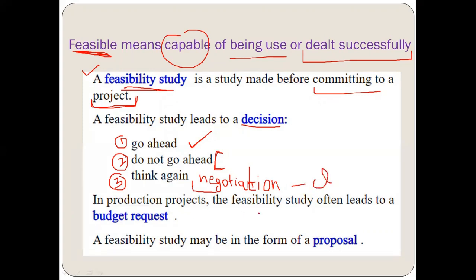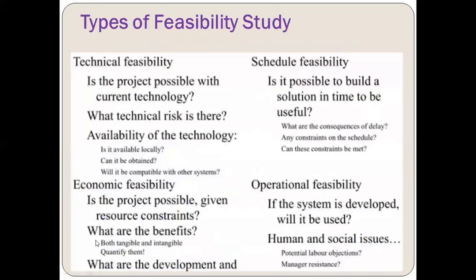Now in the production of projects, the feasibility study often leads to a budget request. That is the main agenda for this particular project. A feasibility study may be in the form of a proposal, right? It can be termed as a feasibility report or a feasibility proposal. Now moving further, there are four types of feasibility study. Basically, you will see three types of feasibility study: technical, economical, and operational, but one more is added, which is defined as schedule feasibility.